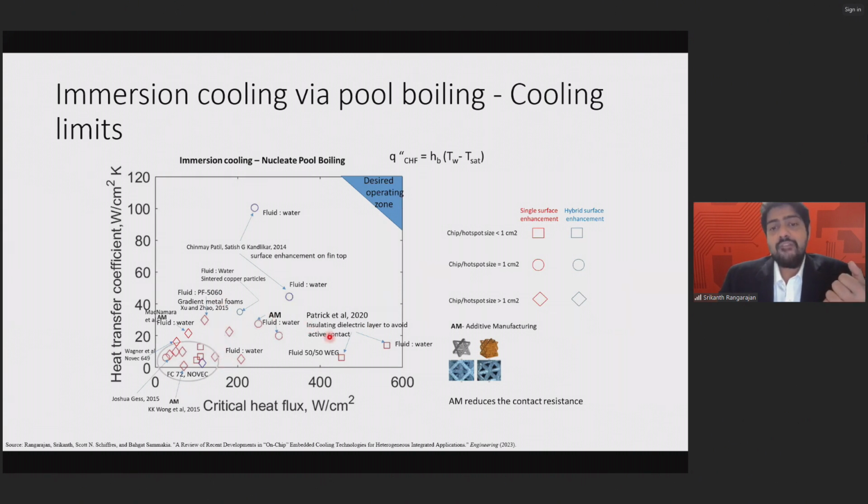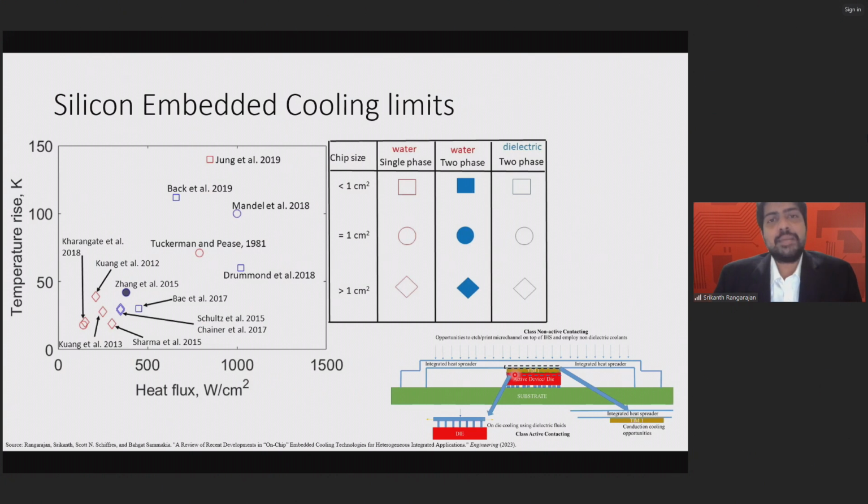And we also have interesting studies using liquid water, where they are trying to use an insulating dielectric layer to avoid contact, which means the water is in direct contact with the electronics, and people are able to achieve a critical heat flux close to 500 watts per centimeter square. And with respect to immersion cooling, there is an emerging area with additively manufactured boiling enhancement coatings that are becoming really attractive.